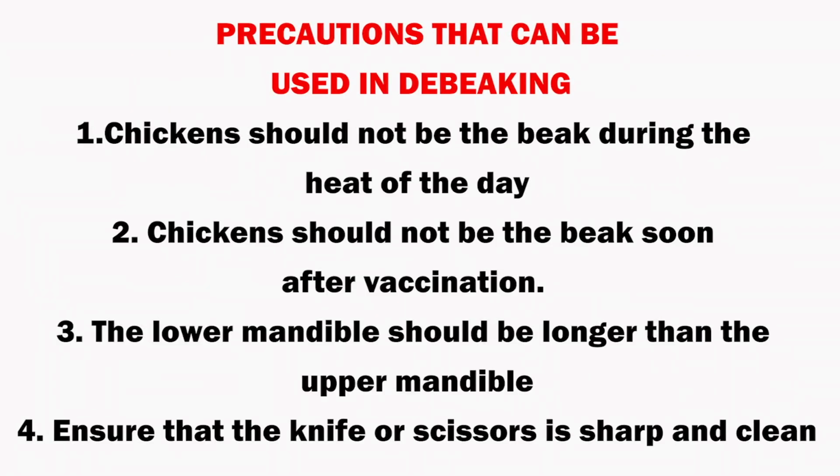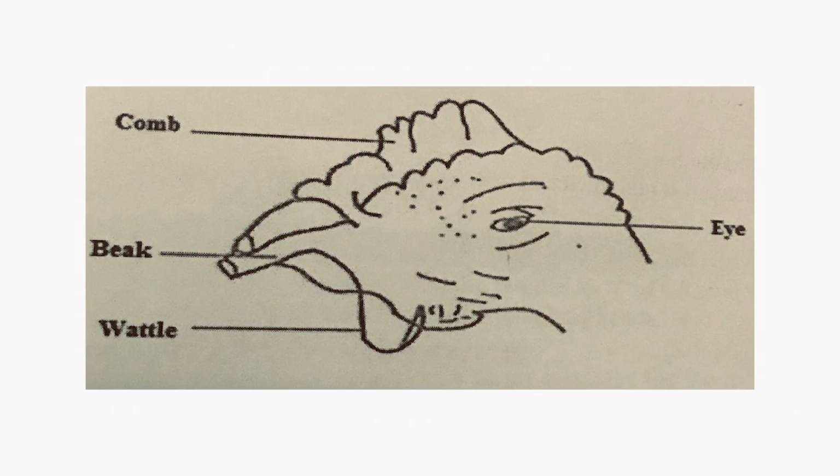Let us look at some precautions that can be used in debeaking. Number one, chickens should not be debeaked during the heat of the day. Number two, chickens should not be debeaked soon after vaccination. Number three, the lower mandible should be longer than the upper mandible. Number four, ensure that the knife or scissors is sharp and clean. Alright, this is a diagram representing a debeaked fowl, as you can see on your screen.